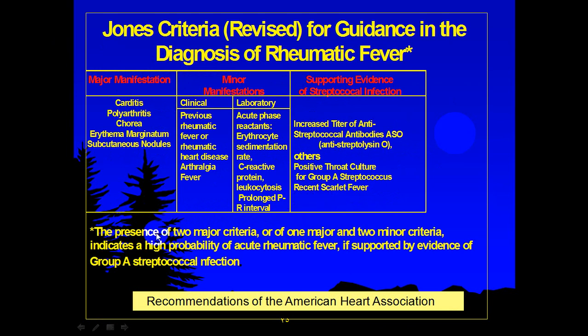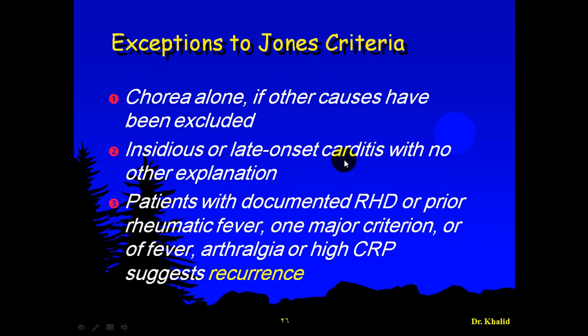So the presence of 2 major criteria, or 1 major criteria and 2 minor criteria, indicates a high probability of acute rheumatic fever if supported by evidence of streptococcal infection. There are some exceptions to these revised Jones criteria, like chorea, as we said. Alone, if other neurological causes are excluded, we say it is most probably rheumatic chorea. Insidious or late onset carditis with no other explanation, we can say most probably this is rheumatic fever.